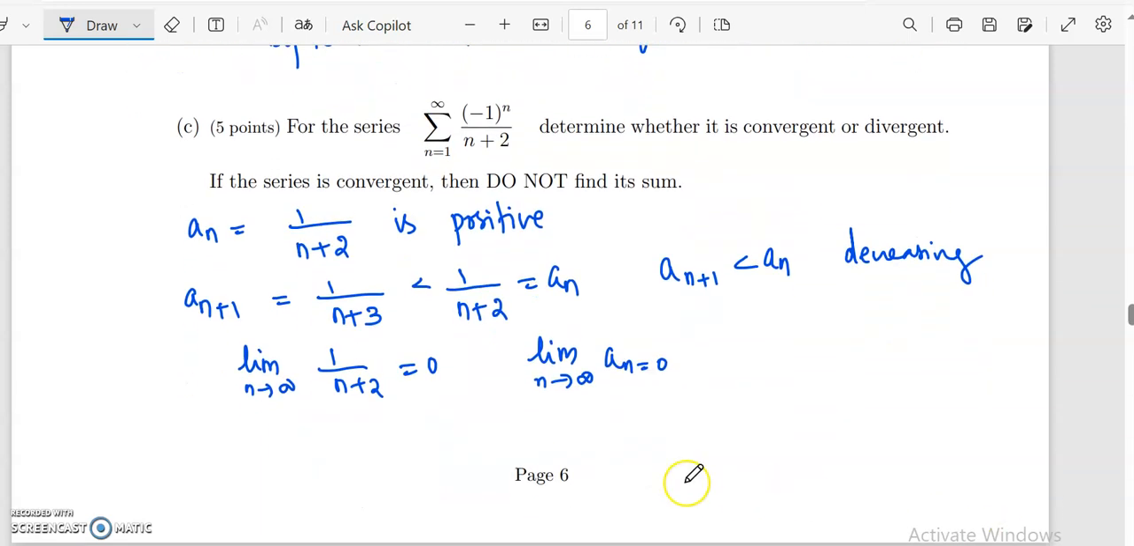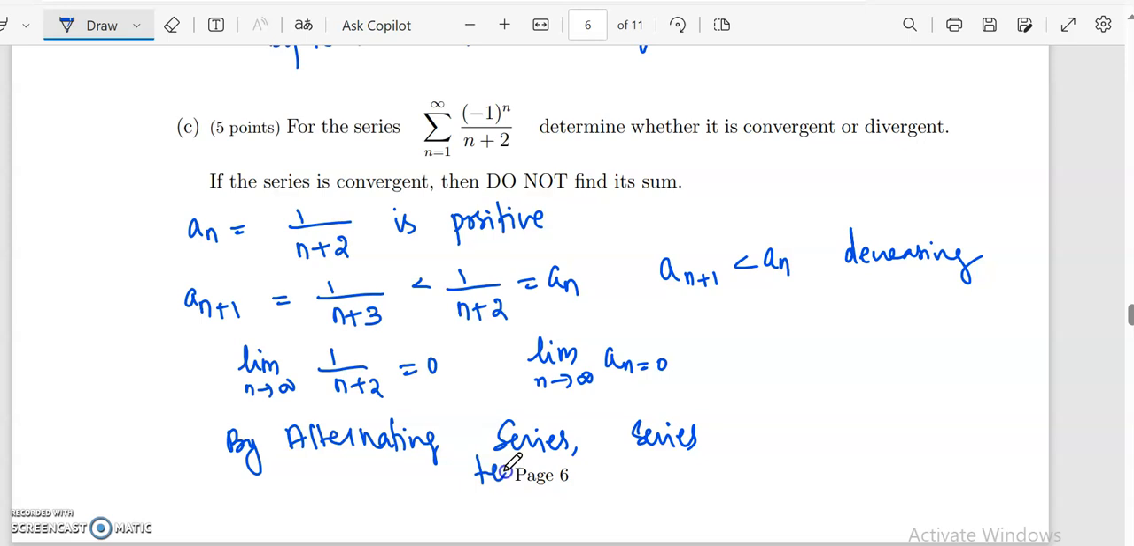So it satisfies all the three conditions of the alternating series test. So by alternating series test, the series converges.